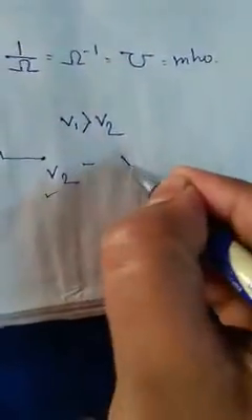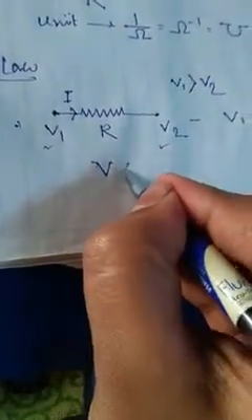So think about it: when you are increasing the potential difference, V1 minus V2, which we are taking as V, whenever you are increasing the potential difference, then the current will increase.